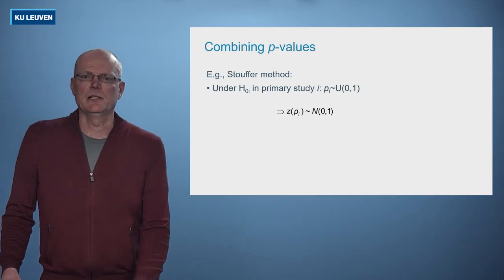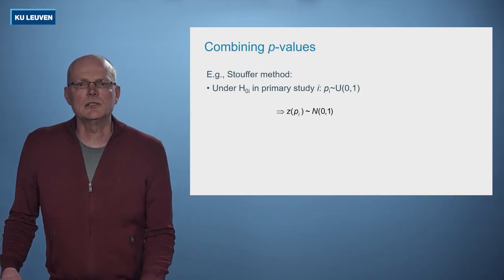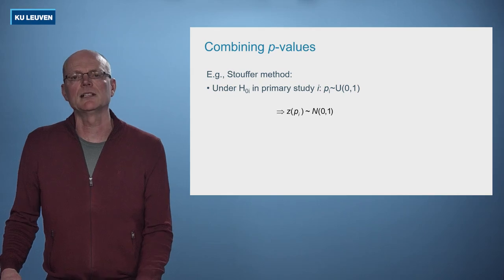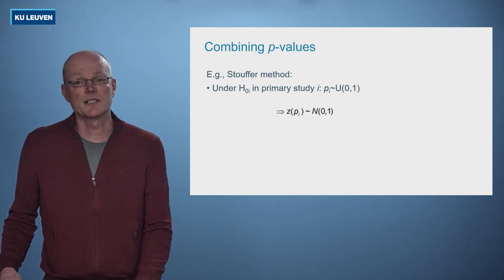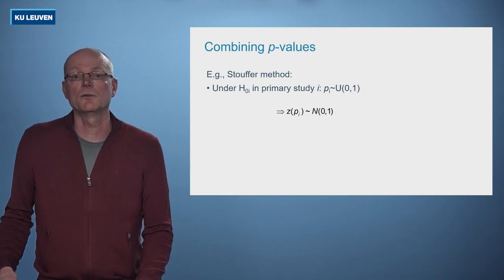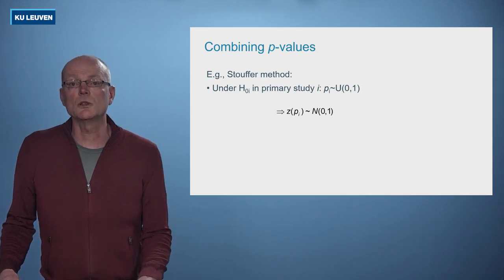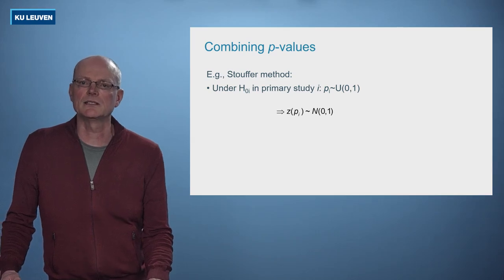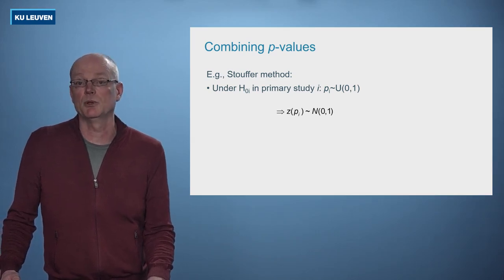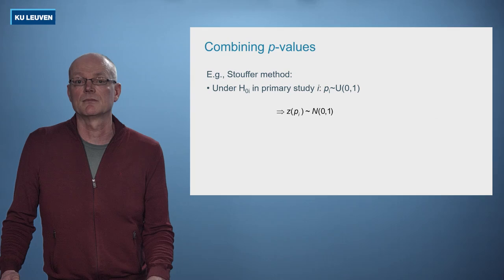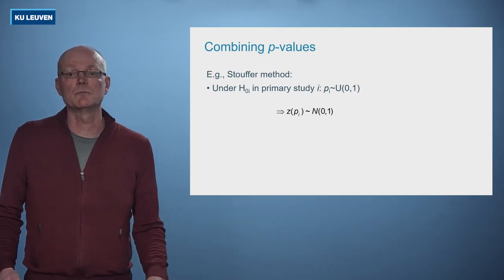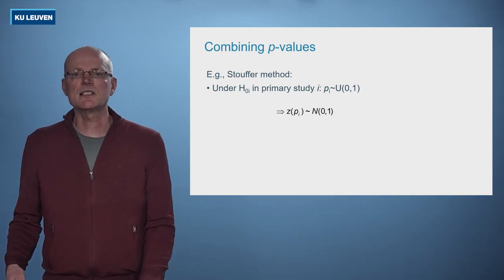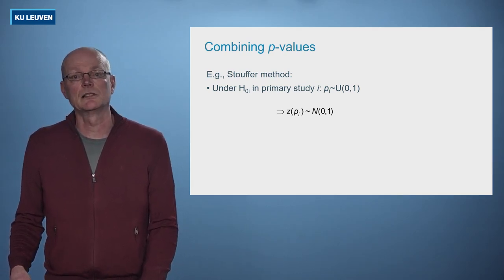We can normalize the p-values by calculating the z-value from a standard normal distribution that has a cumulative density corresponding to that p-value. For instance, suppose you find a p-value of 0.025. Then you look for the z-value in a standard normal distribution for which the probability that you will find a value smaller than this value is 0.025. This z-value is minus 1.96. If the null hypothesis is true, the resulting z-values follow a standard normal distribution.